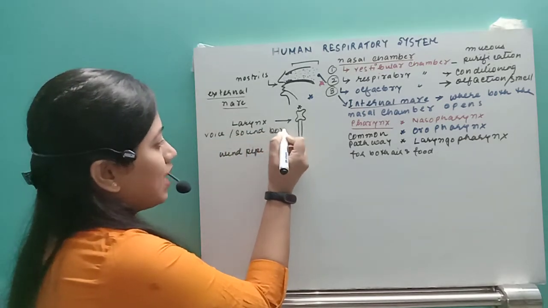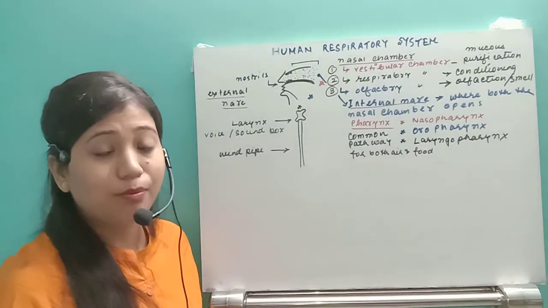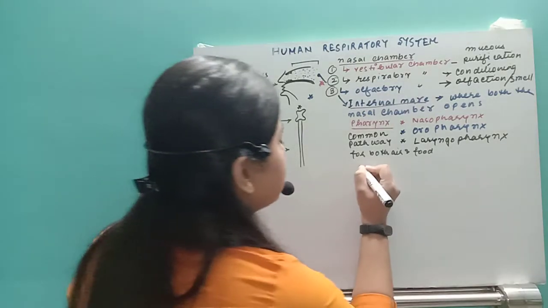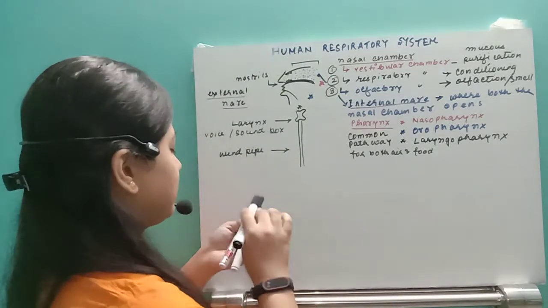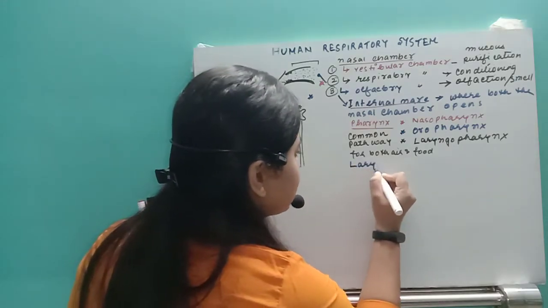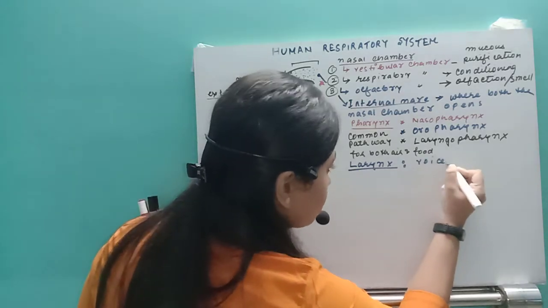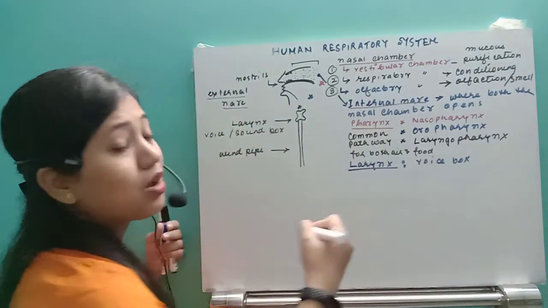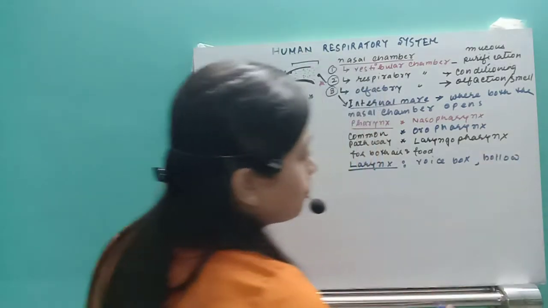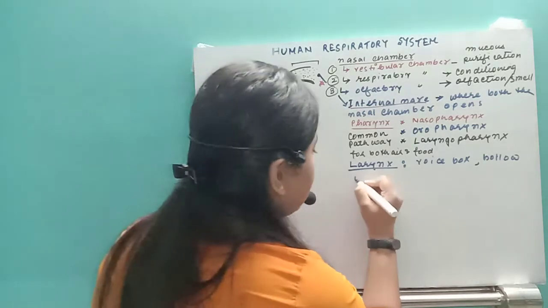Okay, so this larynx is completely a cartilaginous structure. It's made up of cartilage completely. So let's just see now the next part. What is that? The larynx, right? So just see this larynx, which is also known as the voice box. So this voice box is a hollow structure, right, which is provided with the vocal cords.